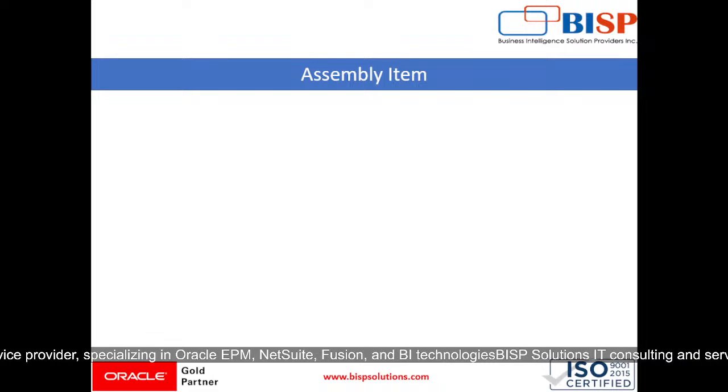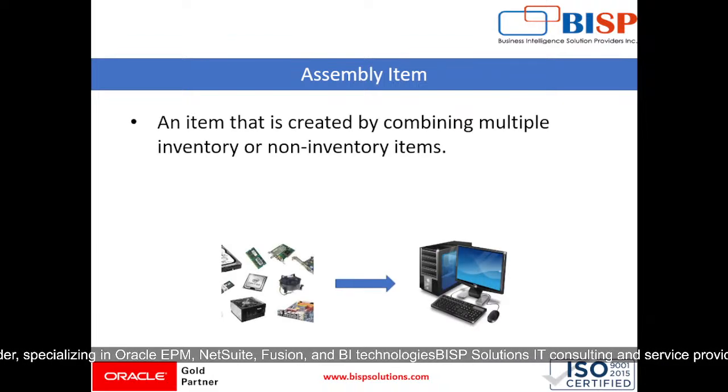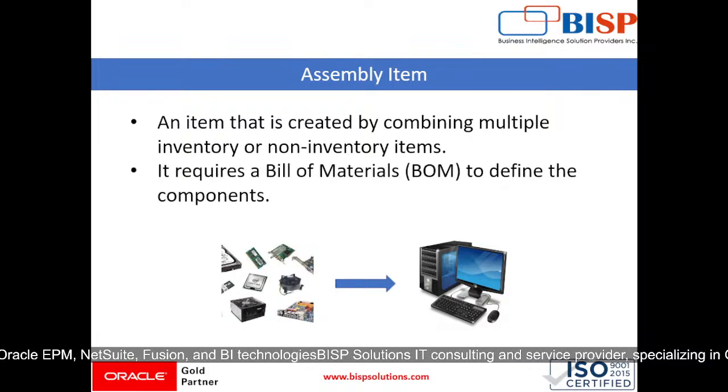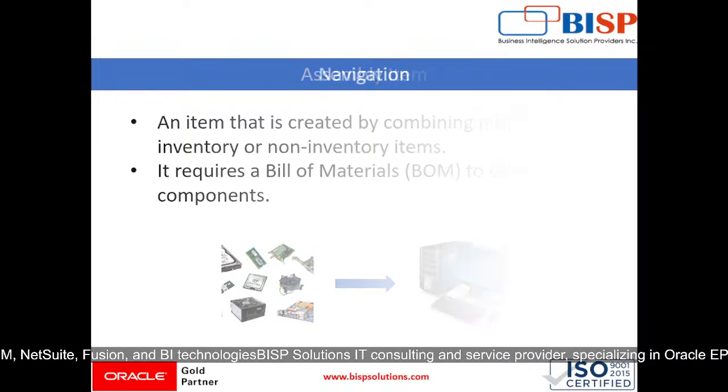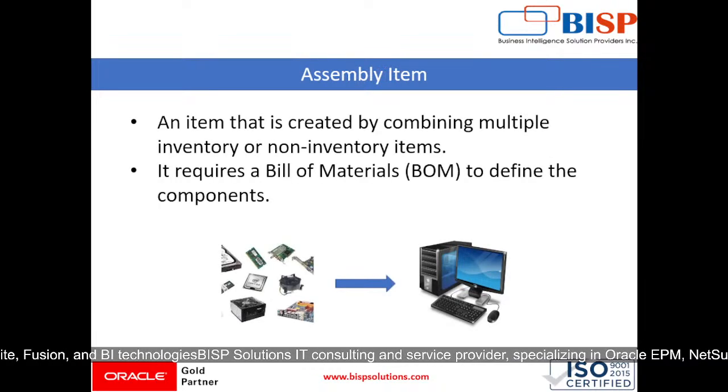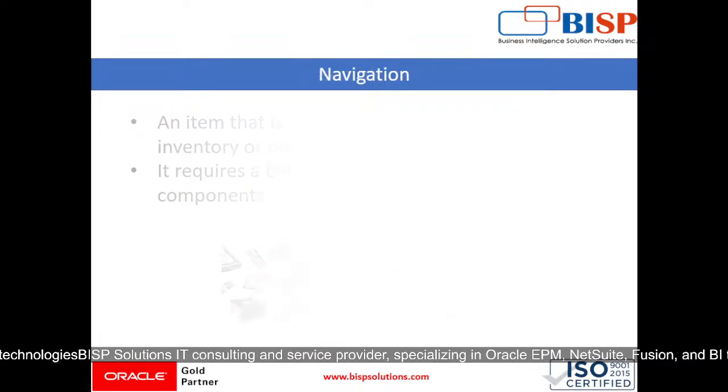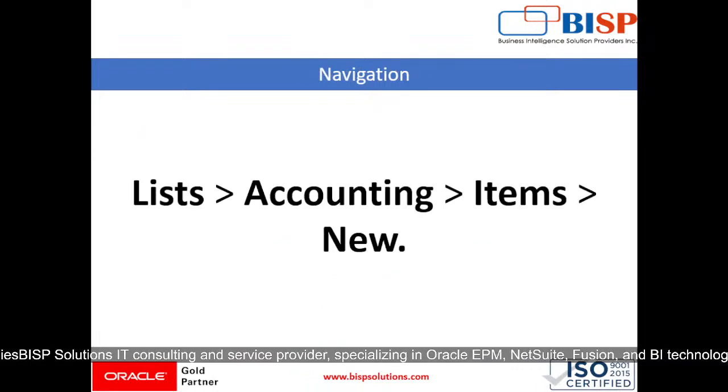Next comes our assembly item, an item that is created by combining multiple inventory or non-inventory items, and it requires a bill of materials to define the components. For example, assembled furniture, which requires wood, screws, and finishing. Navigation involves going to List, under List Accounting, under Accounting Items, and then we can create a new assembly item for the same. And we have to select the Assembly or Bill of Materials item for the same.